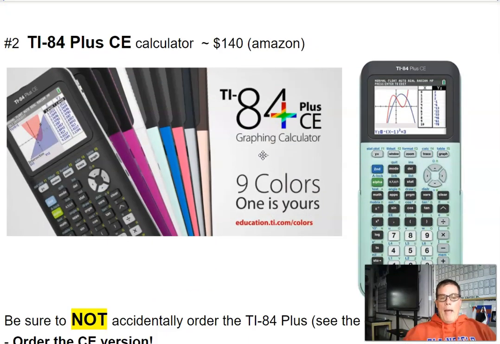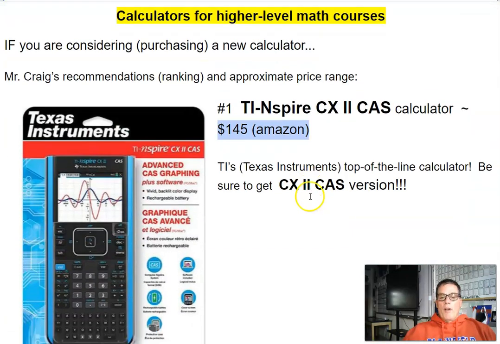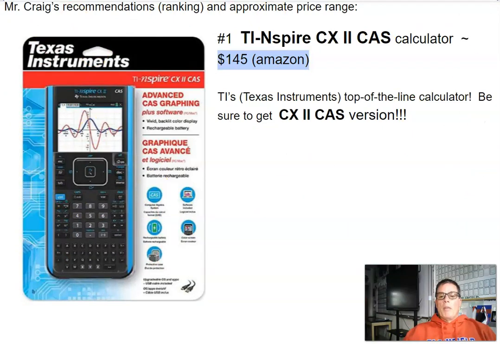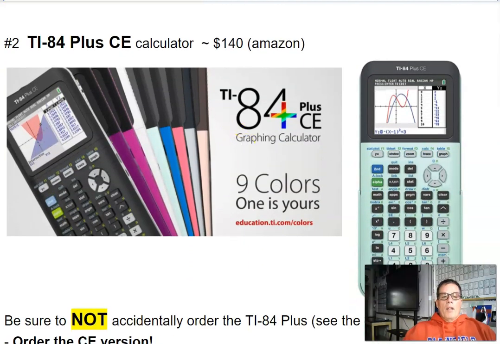Now, what the math department wants you guys to get are these. And again, they look very similar, but the brains are very different. This calculator is a beast. This will be a great calculator to have in college. So if you're thinking about the long term, buying a good calculator that's going to last you about 7-8 years and can do a lot of functionality, this is your choice right here, the number one, the TI Inspire. But these TI 84 Plus CEs, they're okay if you want to save $5.